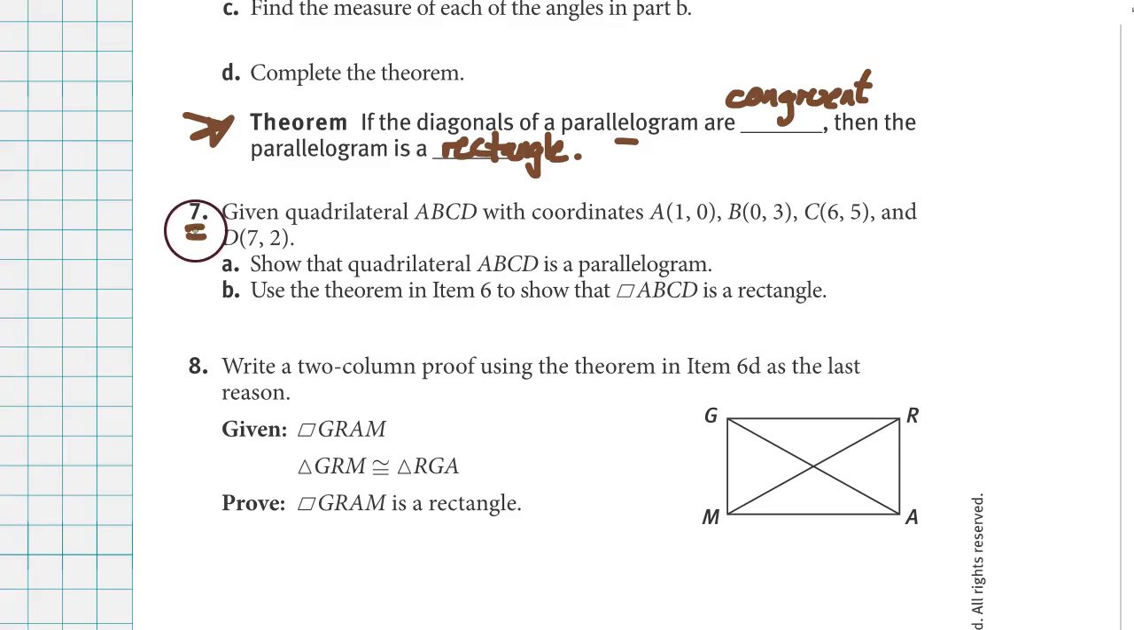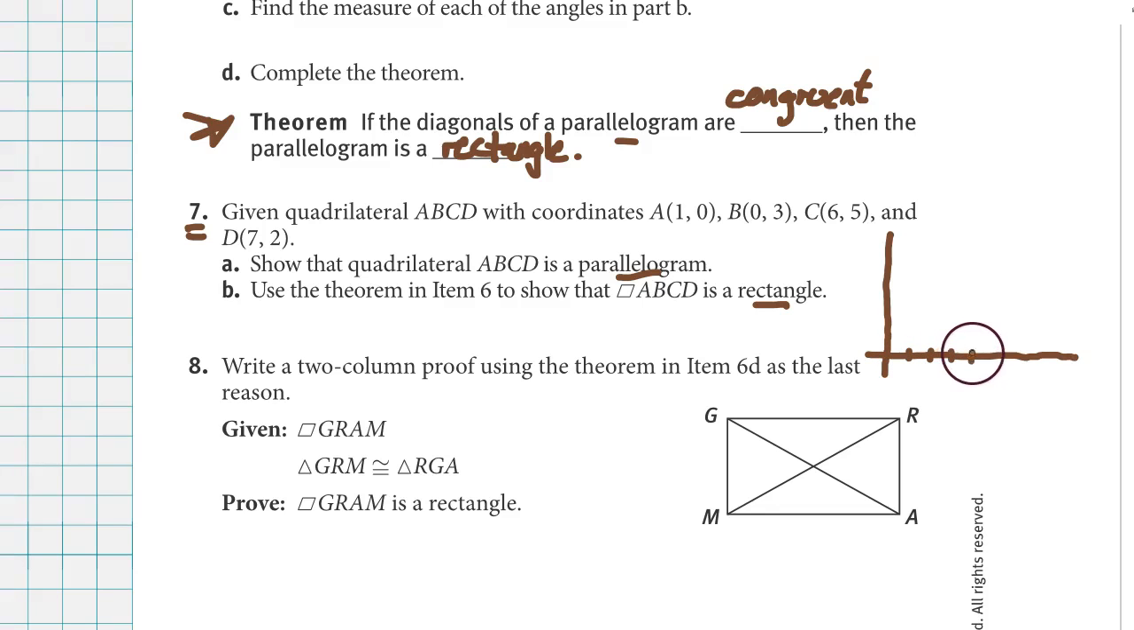Here's an example problem like those in today's assignment. Given quadrilateral ABCD has coordinates A, B, C, and D at these values, can we show that the quadrilateral is a parallelogram? And then, if we find out it is a parallelogram, let's use one of our theorems to show that it's a rectangle. So the way that you would do this is to create a coordinate grid. Now, all of the numbers given to us are positive numbers, so we don't have to show the other quadrants. We really only need a quadrant 1 coordinate grid.